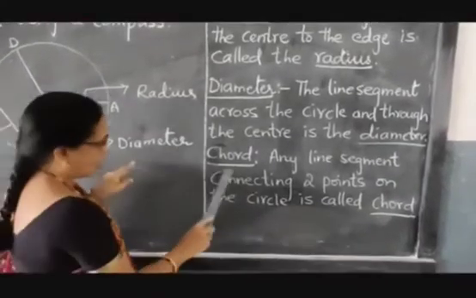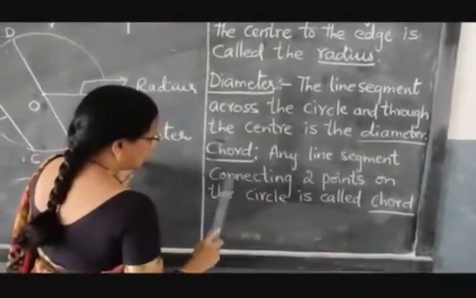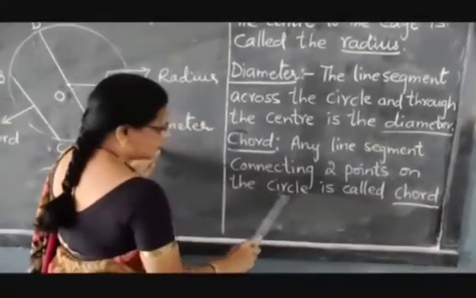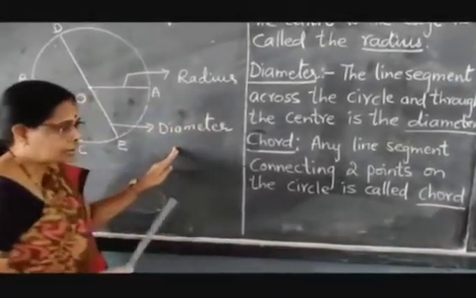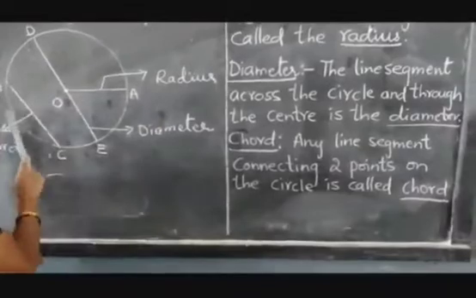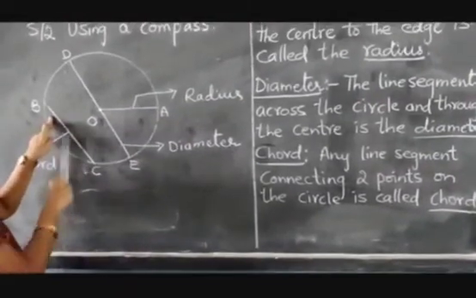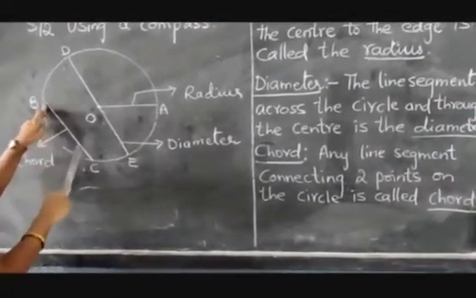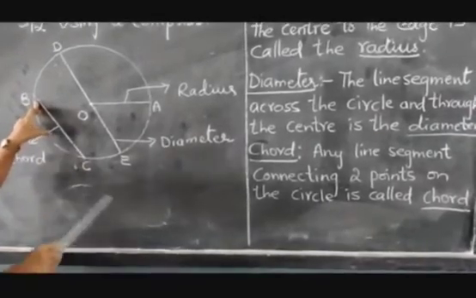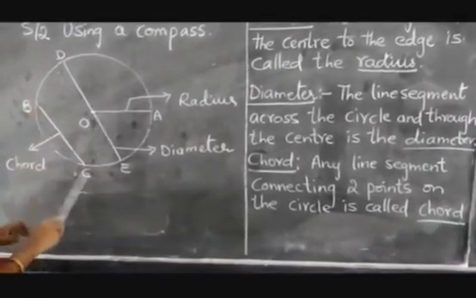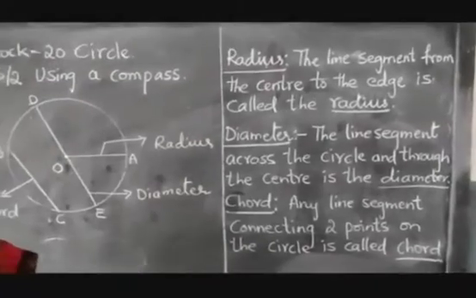Next, chord. Any line segment connecting 2 points on the circle is called the chord. Any line segment connecting these 2 points in the circle is called the chord. Okay?